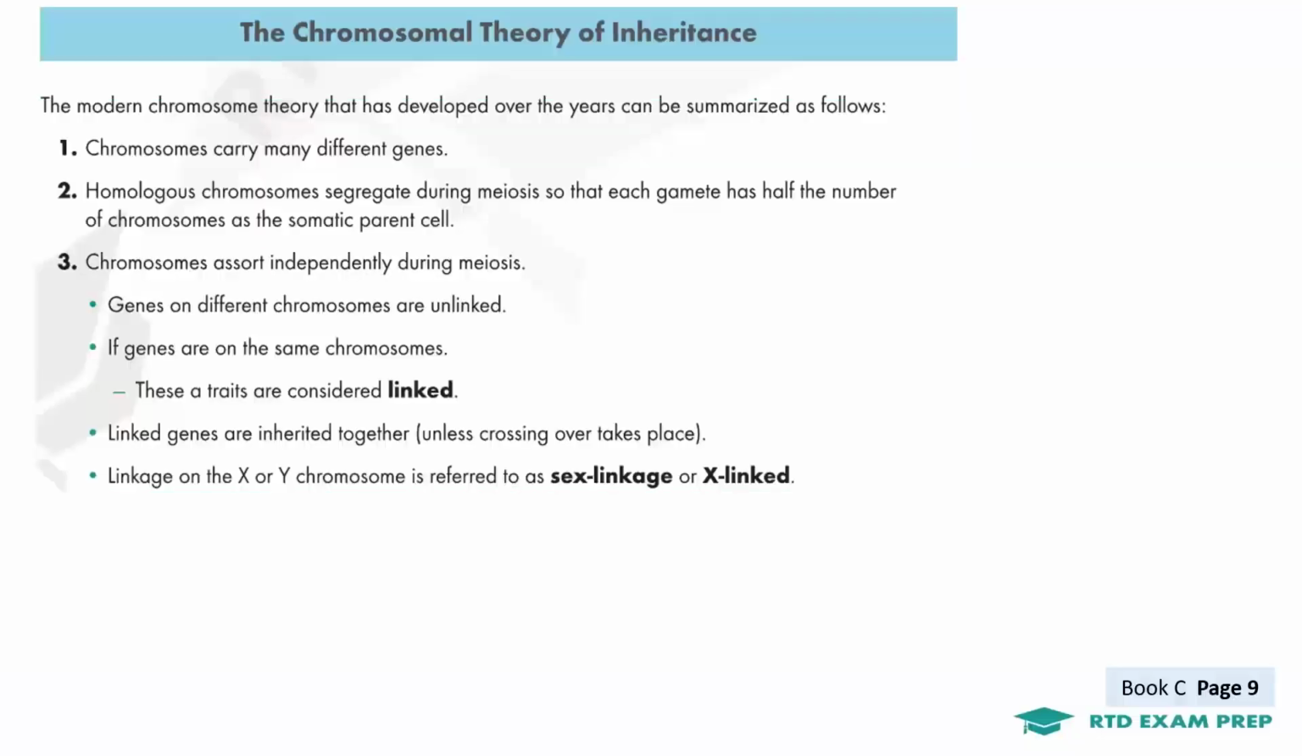Now for our notes, we're moving into the chromosomal theory of inheritance. This was developed over many years and can be summarized as follows. Chromosomes carry genes. Lots and lots of genes. We've seen homologous chromosomes and they segregate during meiosis, and this causes each gamete to have half the number of a somatic cell. That's 2n to n.